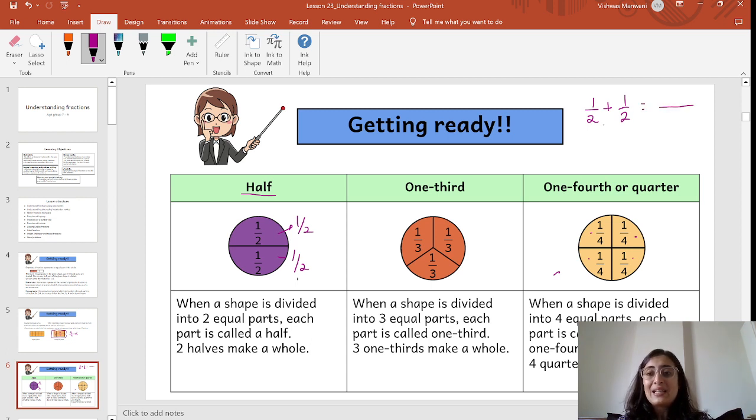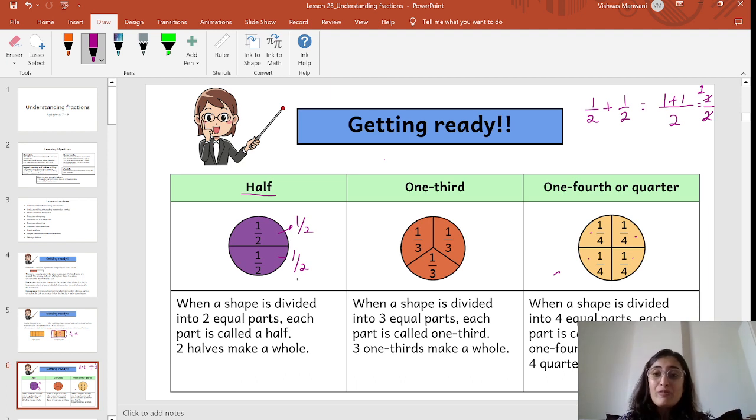My LCM of the denominator will become 2 and my numerator will become 1 plus 1, which is also equal to 2. So my fraction is 2 by 2, which I cancel to get 1. So as you can see, when we add all the equal parts of the fraction, it makes one whole number. Why? Because when we break it into fractions, we are dividing that one whole number only into equal parts.